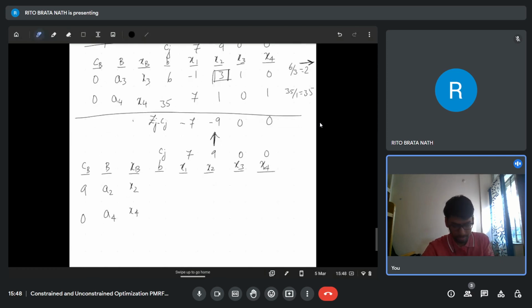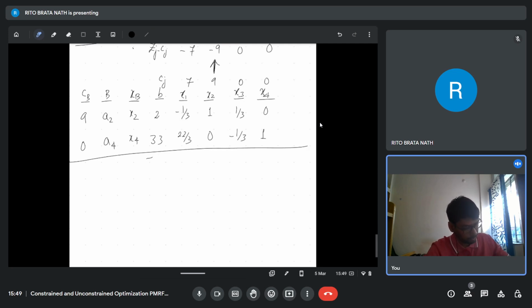The first row you can divide by 3, so you'll be left with 2, minus 1/3, 1, 1/3, 0. And the next one you can just subtract this transformed one. So that will be 33. That will be 22 by 3. This one will be 0 as is expected, minus 1/3 and 1.